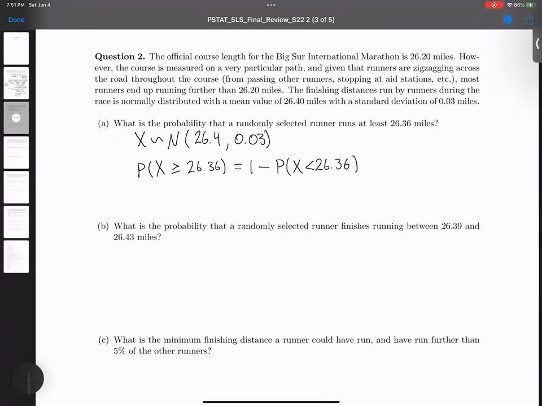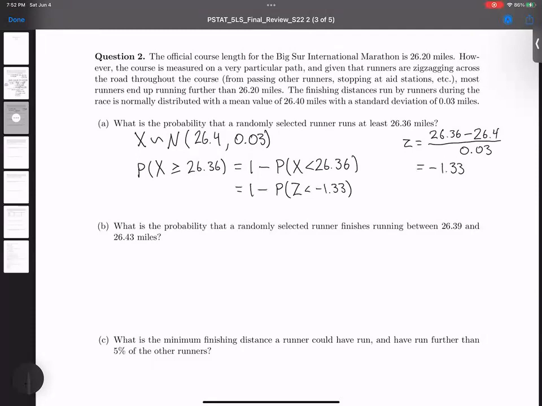Now we compute a z-score. So I'll do that over here on the side. We have that z is equal to 26.36 minus 26.4, all divided by the standard deviation, 0.03. So the numerator is negative 0.04. The denominator is positive 0.03. So that's the same as negative 4/3, which is negative 1.33. And so this probability then is equal to 1 minus the probability that z is less than negative 1.33.